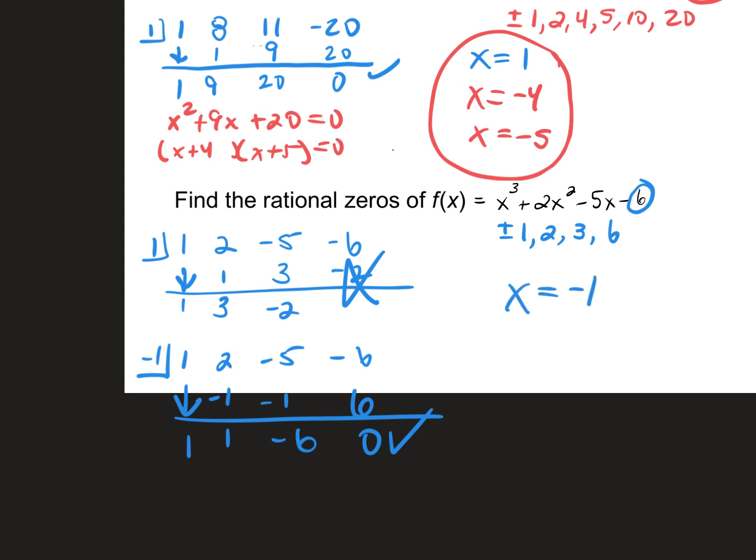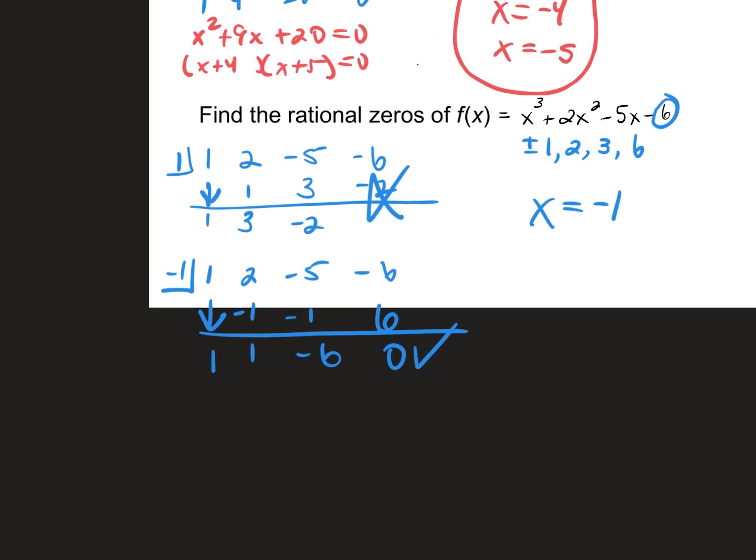Guys, make sure once you get a remainder of 0, you say, hey, look, Mrs. Meadows, X equals something. Don't just leave it to where I have to find where you have a check mark. You have to answer what the zeros are. So I have 1 of the zeros. How many are left that I have to find? 2 more, all right? Here's my resulting polynomial. Write it out for me. What is it? X squared plus X minus 6 equals 0.